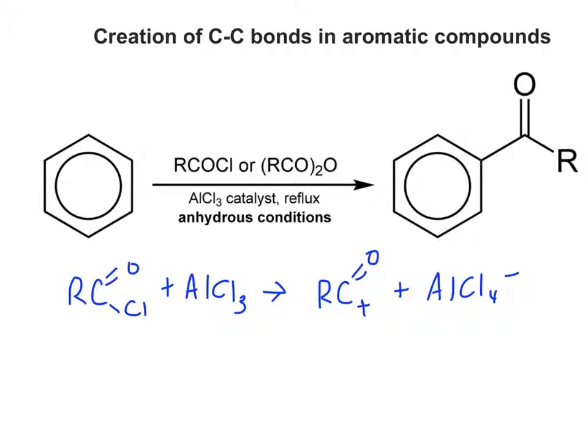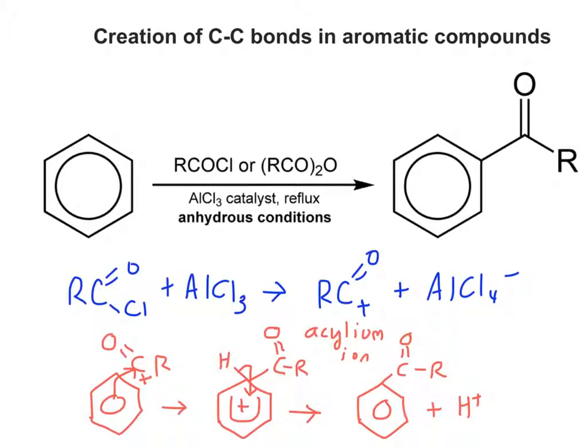It would react with AlCl3 to make AlCl4-, and what would happen this time is that you'd get an acylium ion. And this would also go on to react with a benzene ring via electrophilic substitution to produce an aromatic ketone like this. And in the same way, you're creating a new carbon-carbon single bond, which again we've highlighted.